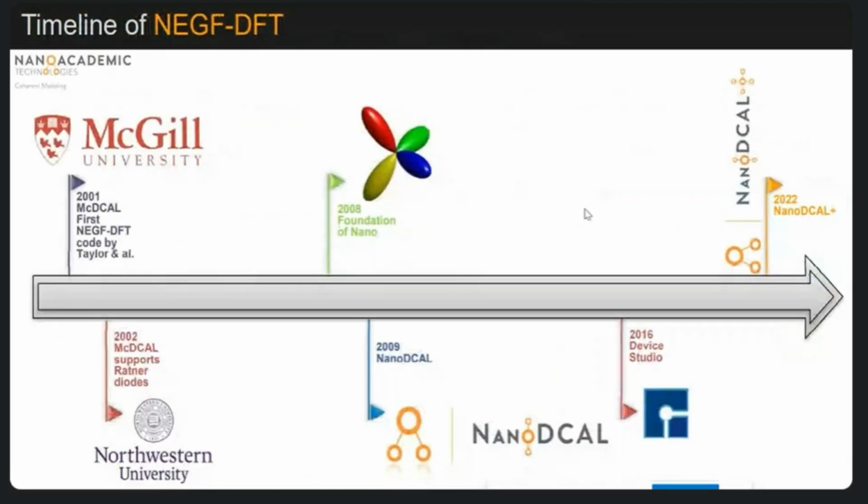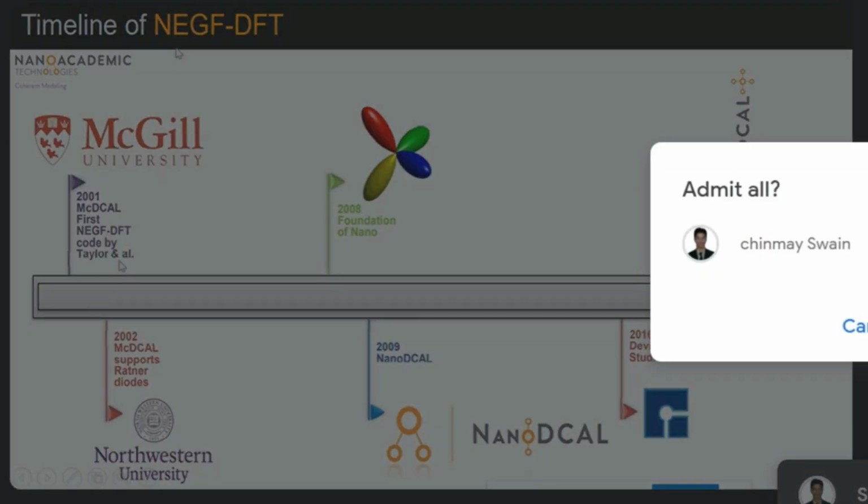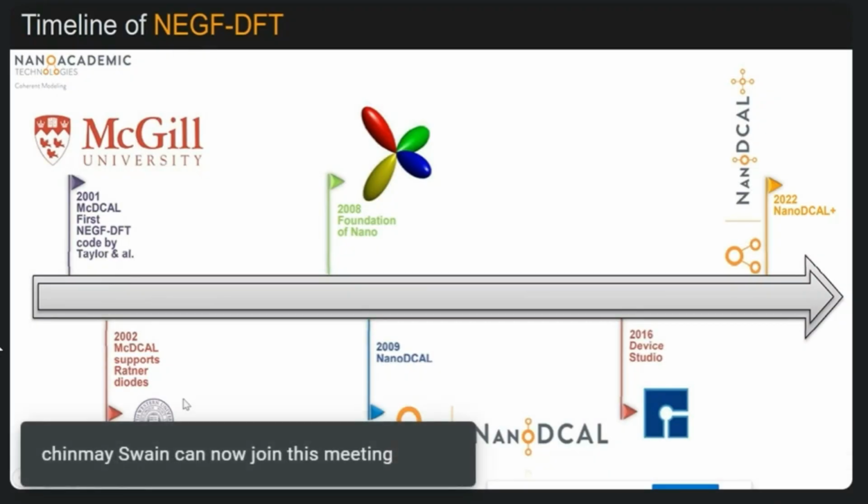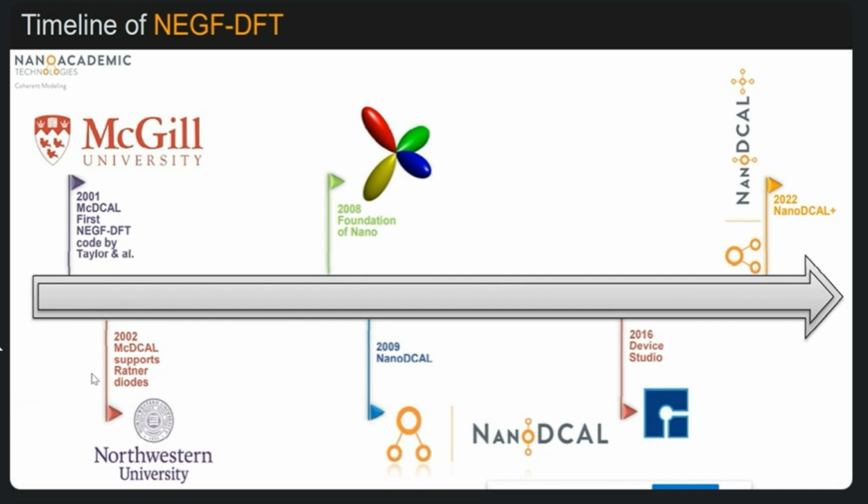So let me discuss the timeline of this NEGF DFT, how the journey started. Basically, this code, DFT with NEGF quantum transport, was patented in 2001 at McGill University by Dr. Taylor, and in 2002 it was supported by Northwestern University. This was initially the code, and later, after so much development, they developed the Nano Academic Foundation in 2008, and commercially this tool was available to the market from 2009.